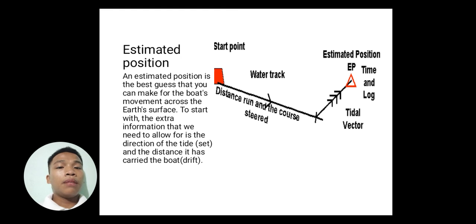EP or estimated position is the best guess that you can make for the boat's movement across the Earth's surface. To start with, the extra information that we need to allow for is the direction of the tide, or the set of the tide, and the distance it has carried the boat, or the drift. It's a picture example of an estimated position.